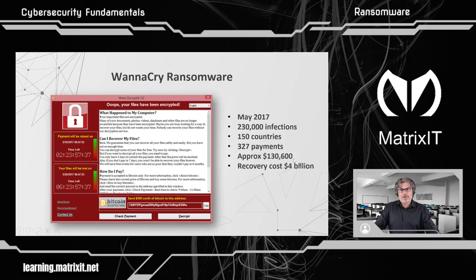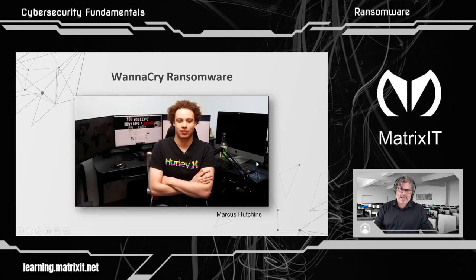This 130,000 is not that high, but there's a reason why it's not that high, okay? And it comes down to this guy, all right? This is Marcus. Marcus is the hero. He saved a number of people from getting hit with this. So he's a security researcher, and what he did was he cracked open the WannaCry ransomware, and he started looking in code. That's what he did. He tinkered with stuff like that. And so he opened up the code, and he found a kill switch in the code.